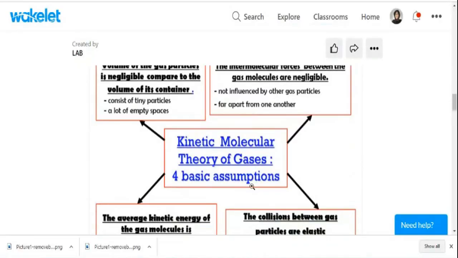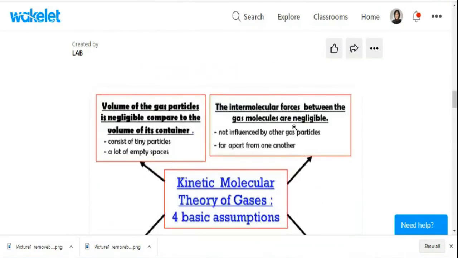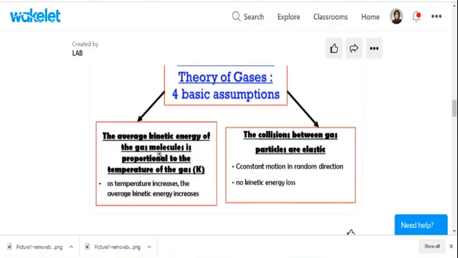Some 4 basic assumptions for the kinetic molecular theory. Volume negligible, intermolecular forces negligible. Even though I just mentioned volume negligible, when you answer the question, you must mention the volume of the gas particles is negligible. The intermolecular forces between the gas molecules are negligible. The average kinetic energy of the gas molecule is directly proportional to the absolute temperature of the gas. And the collision between the gas particles are elastic.